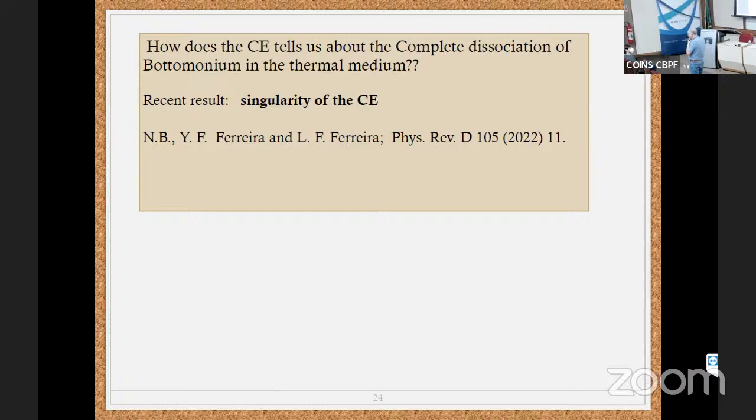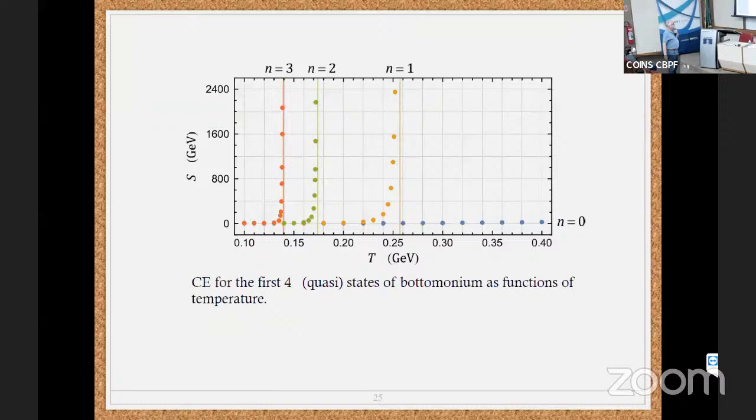But then we noticed that this singularity appeared for temperatures or magnetic fields greater than some critical value. We found that these values of temperature and magnetic field where the configuration entropy becomes singular correspond to the values where the particle completely dissociates. So we decided to calculate this quantity where it is defined and analyze the behavior when we come close to the point where it becomes singular.